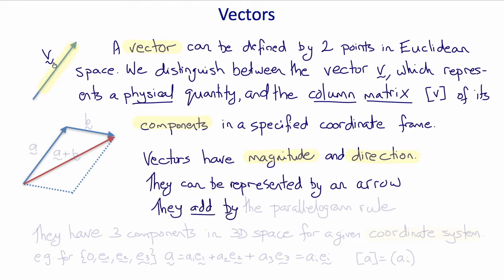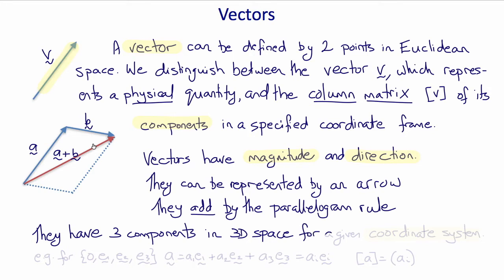Two vectors add by the parallelogram rule. So if this is vector A and this is vector B, their sum, A plus B, is this vector. Vectors have 3 components in 3-dimensional space for a given coordinate system.